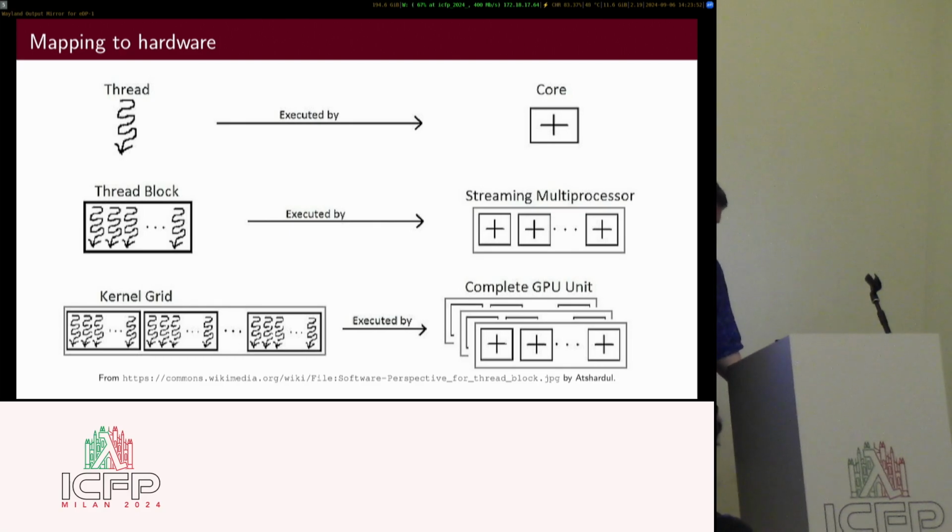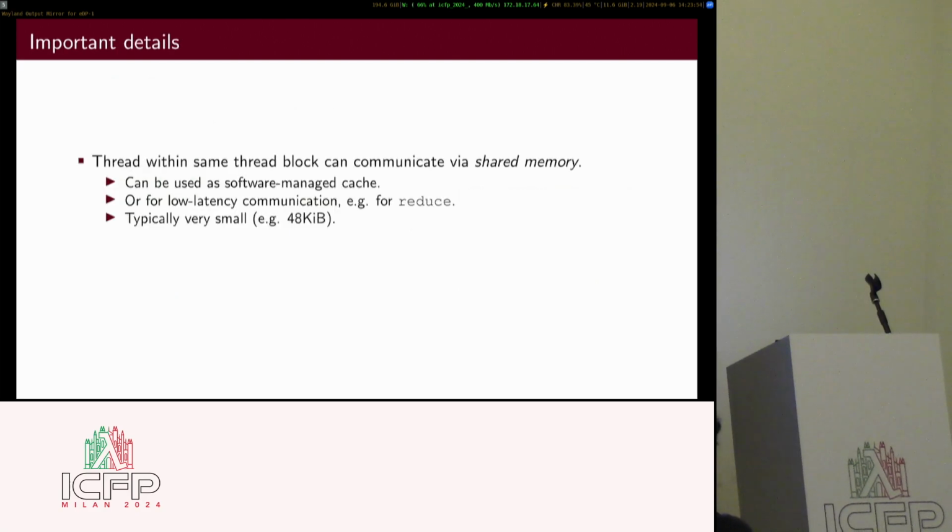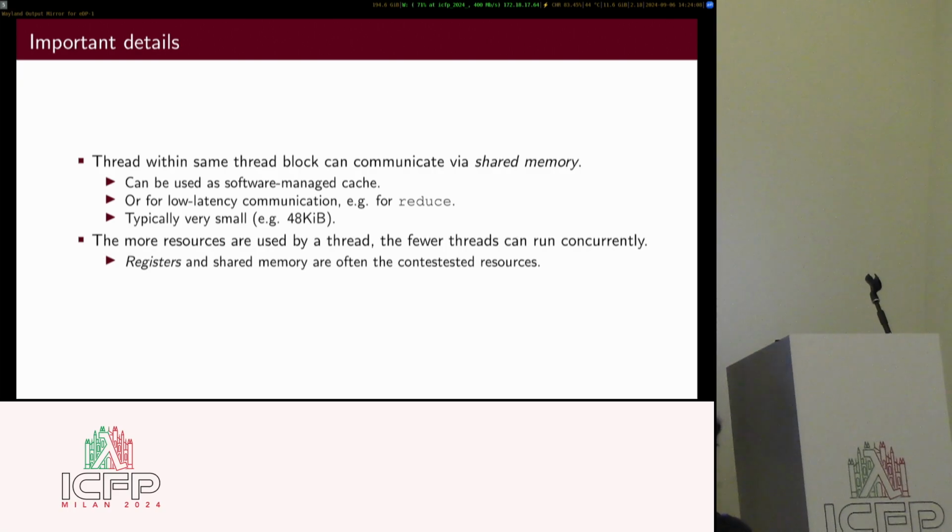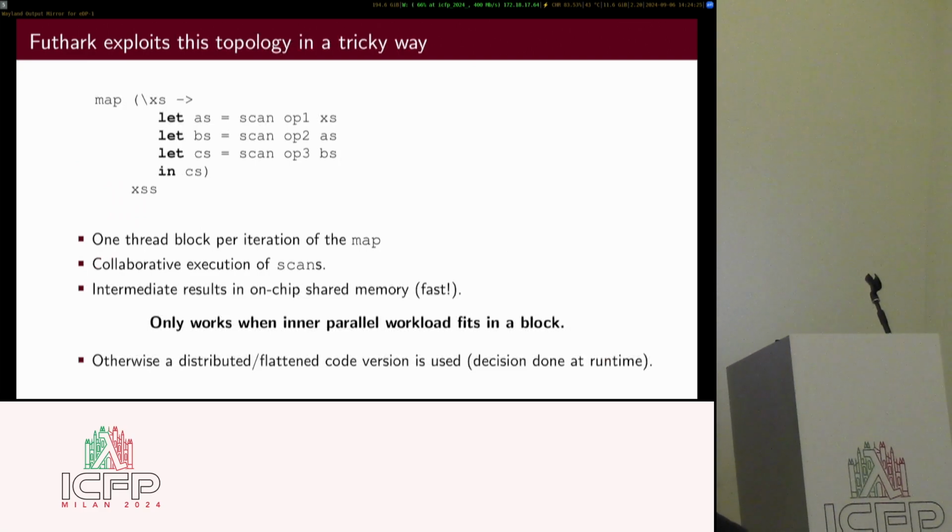And this is exploited by the Futhark compiler in a tricky way. Typically these are very, very small buffers, like 48 kilobytes used to be common. I think on the newest NVIDIA GPUs you have 192 on the entire streaming multiprocessor, which has to be shared between all of the thread blocks. So the more resources you use per program, or per thread, the fewer threads you can have resident at the same time, which has all kinds of implications for performance. It's very tricky to balance these parameters. And we don't do a very thorough job of investigating the best trade-off in our compiler. But we do make tricky use of it.